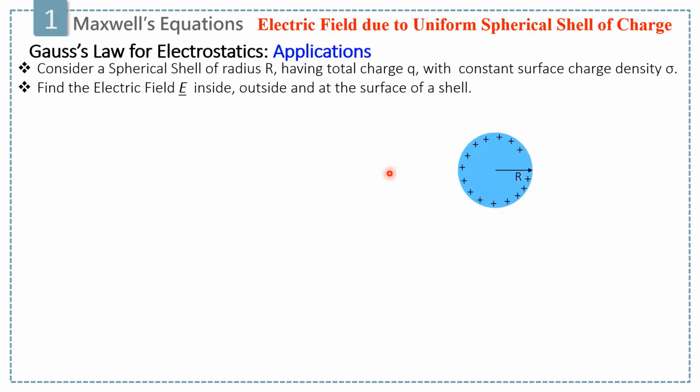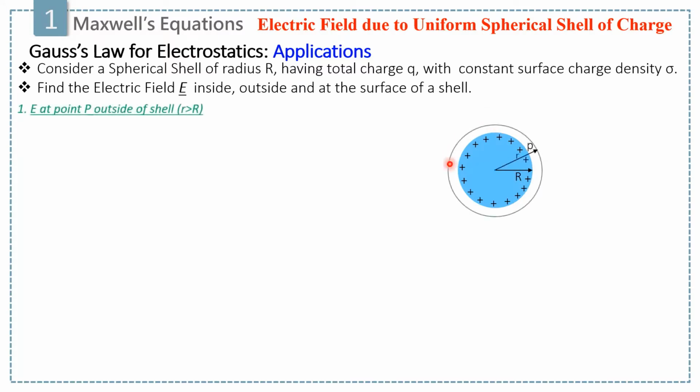Hello dear students, in this lecture we consider a spherical shell of radius r having surface charge density sigma. We want to find the electric field inside, outside and at the surface of the shell. Here we assume that the electric field is everywhere radial and is spherically symmetric.